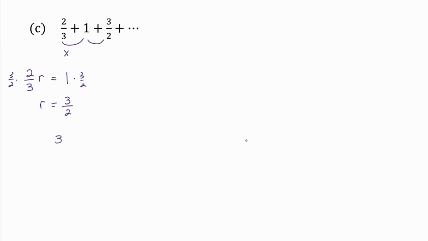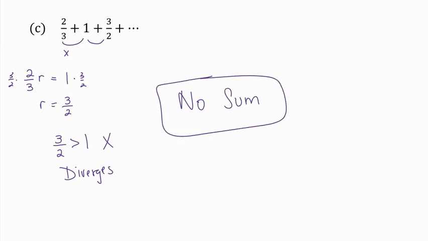Okay, so 3/2, well, that's 1.5. That is bigger than 1. So if our common ratio is bigger than 1, that is not a converging sum. That is a diverging sum, where it diverges. So this one has no sum, right? These numbers, as they go, are going to get bigger each time. And if those numbers are getting bigger every time, we're not going to have a sum that it gets closer and closer to. So there's no sum there.